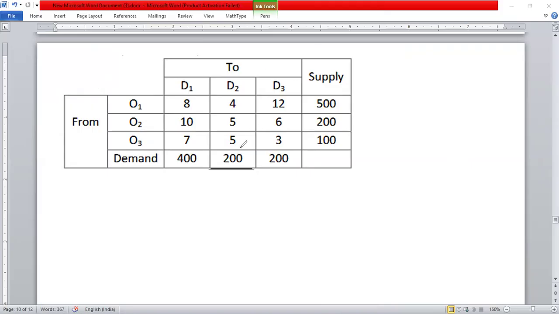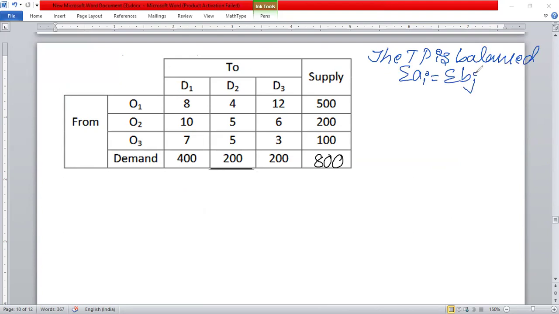Okay, take out your calculator. Check whether this problem is balanced or unbalanced. 500 plus 200 plus 800... So 400 plus 200 is 600, 600 plus 200 is 800. Okay, exactly correct. So now we write the transportation problem is balanced. Yes, what is the equation? Summation of ai is equal to summation of bj, because supply total and demand total are the same.